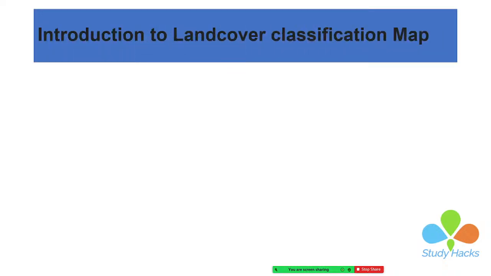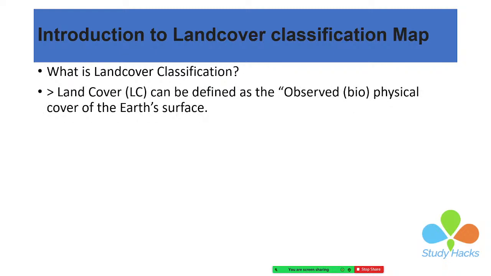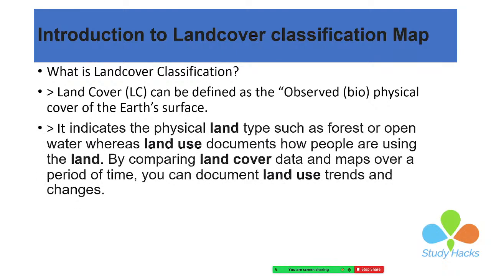So first of all, introduction to Landcover classification. Landcover classification is defined as observing the biophysical cover of the Earth's surface. Mainly we can use the Landcover classification and get the data to document land use trends and changes, which we can easily do over a period of time.